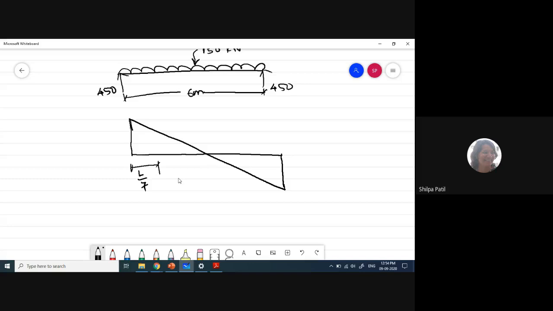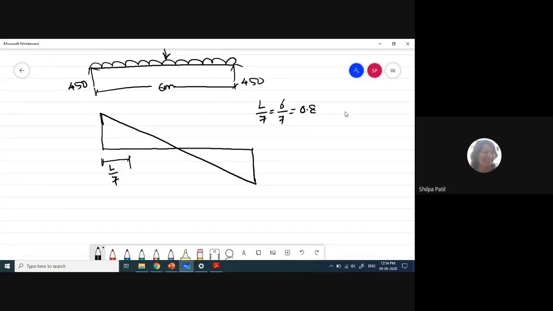So what is this L by 7 I'm getting here? L by 7 is 6 by 7. What is the value? 0.857. So instead of 0.85, I will consider 0.8 for my first zone. Approximately at 0.8 meter, I'm considering my first zone.